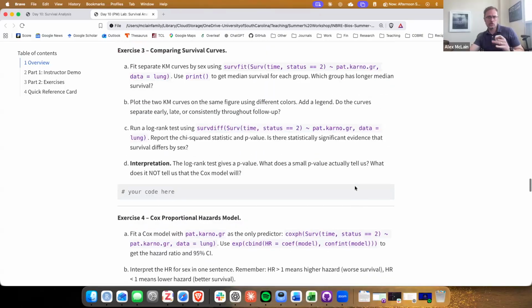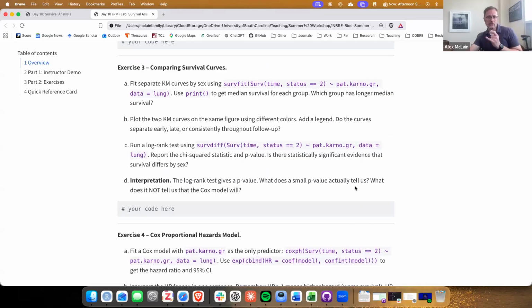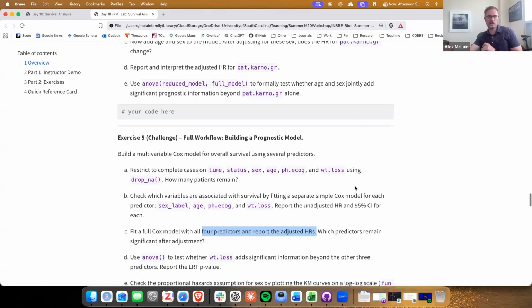So just 2 questions here, exercises 3 and 5. Exercise 5 is a challenge exercise, but it really follows what we did in the morning pretty closely.